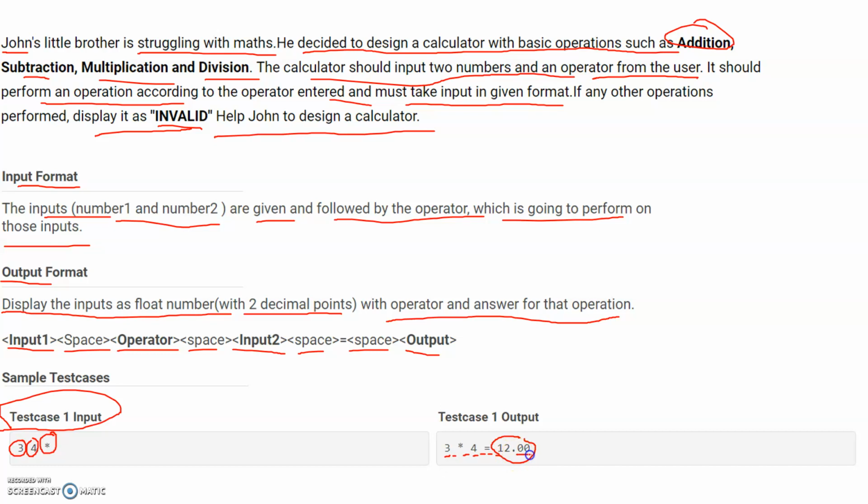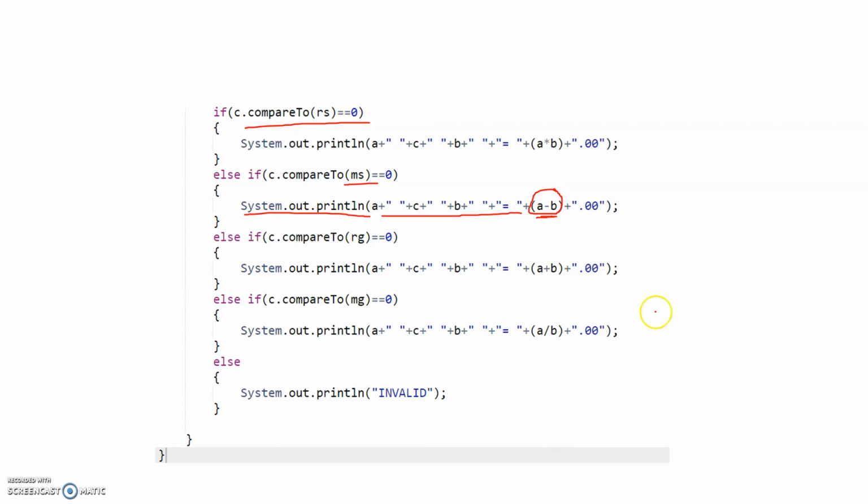So to get 12.00, we can just add a string at the end. So that I have done here. See what I have done: this part I have written in every case, plus inside double quotation 0.00, so that it will pad at the end.